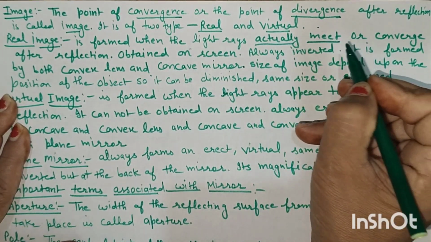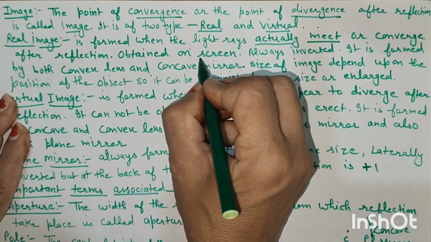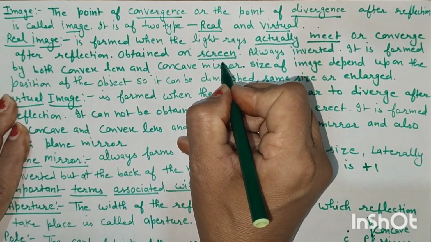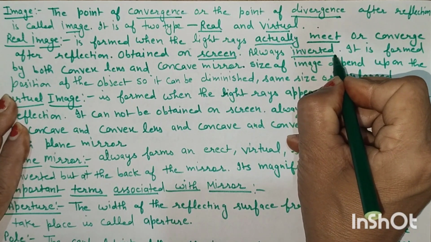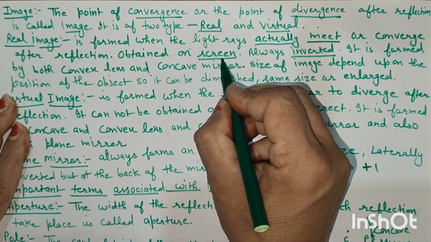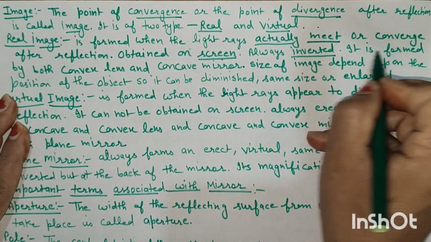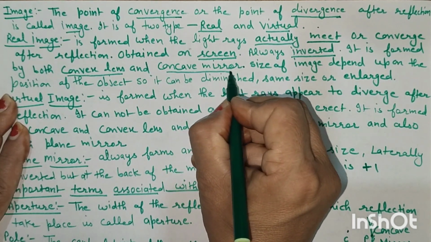When the light rays actually meet or converge after reflection, that is obtained on the screen. This real image is obtained on the screen and it will always be inverted. It is formed by both the convex lens and concave mirror.